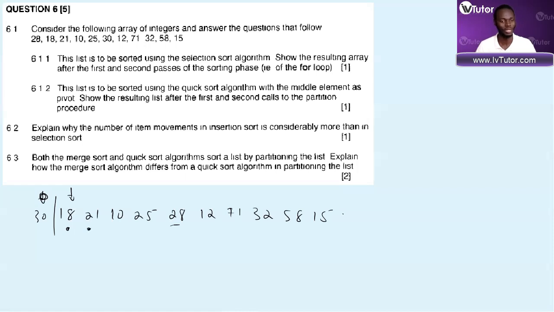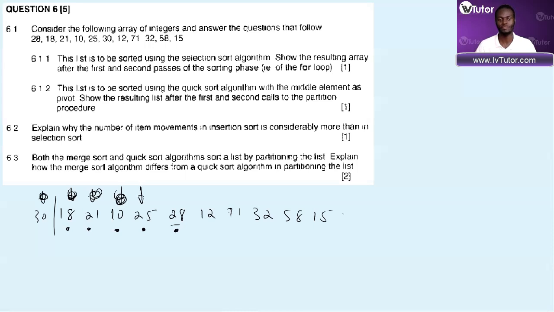You go to the next one. Is 21 less than the pivot? Yes, it is. Shift your small index and swap. It's the same number, nothing changes. Is 10 less than the pivot? Yes. Shift your small index and swap. It's the same number, nothing changes. Is 25 less than the pivot? Yes. Shift your small index and swap. It's the same number, nothing changes.